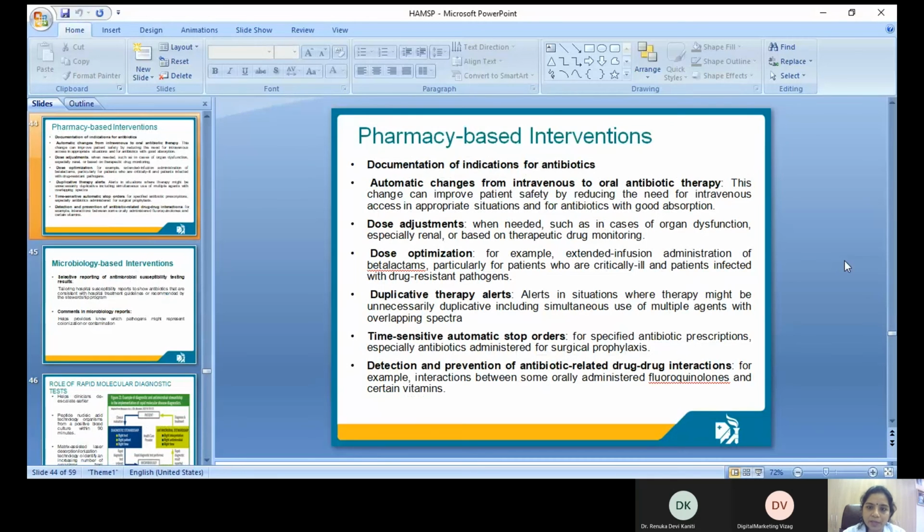Dose optimization, especially in critically ill patients where drug-resistant bacteria are involved, and duplication therapy alerts where multiple antibiotics with the same spectra are involved. Time-sensitive antibiotic stop orders for pre-operative surgical prophylaxis, detection and prevention of antibiotic-resistant drug-drug interactions.